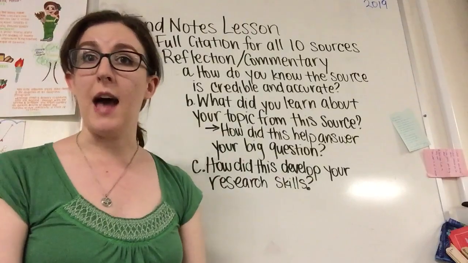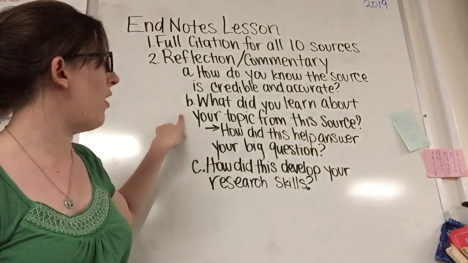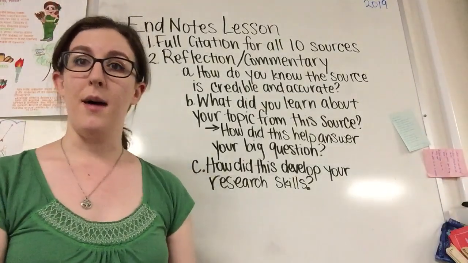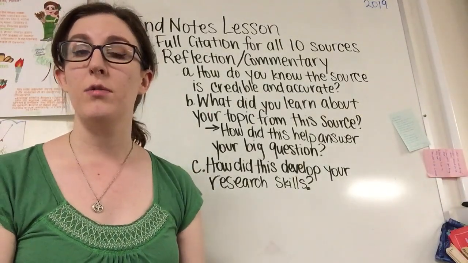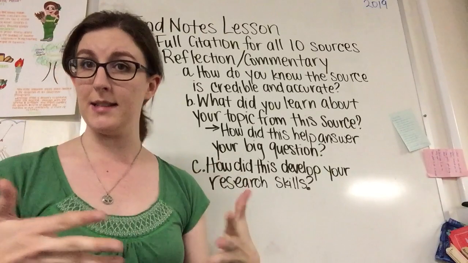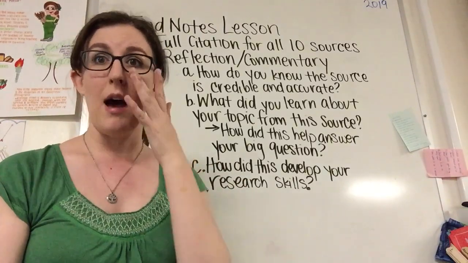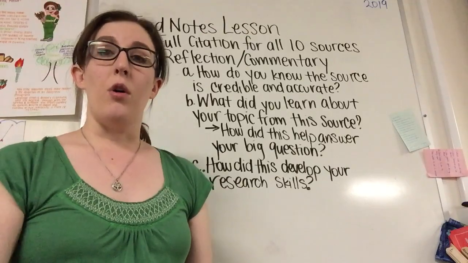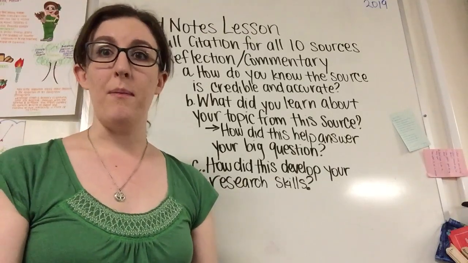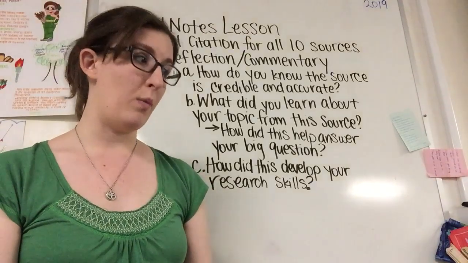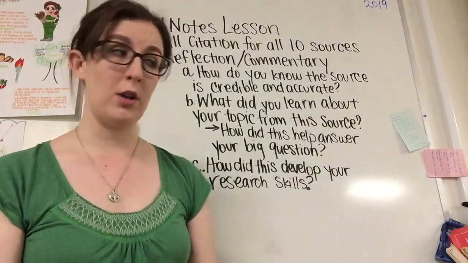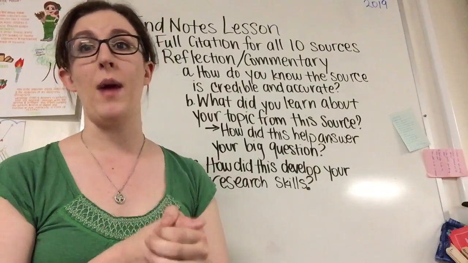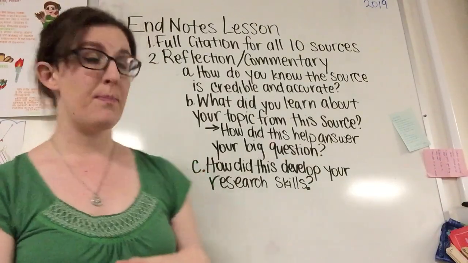Once you've established that in your commentary, you are going to move on to what did you learn about your topic from this source. Obviously, in our multi-genre research project, we want to have a basis of information about our topic, but we also want to be learning a lot. So what did you actually learn from this source? What information did you add to your project, or what did you verify, something you already knew? What information did you actually pull from that source?